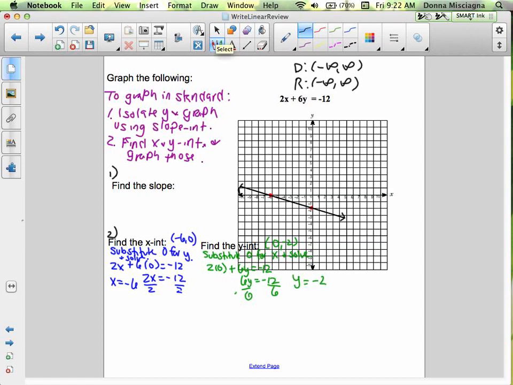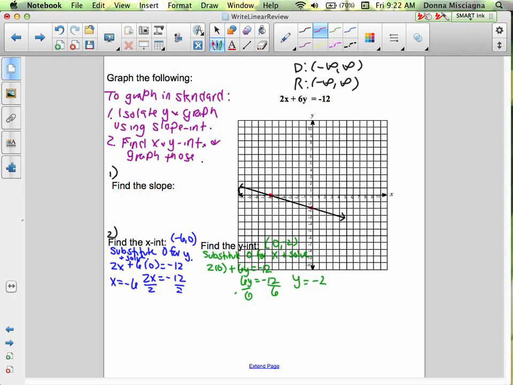And there we go. That's how you graph in standard form if you're finding the x and y intercepts. If we wanted to put this into slope-intercept form, all we have to do is solve for y. And I'm going to do the same thing. I'm going to do that right now so that you can see the steps and so we can check our answer. We'll be able to compare the slope and y-intercept.